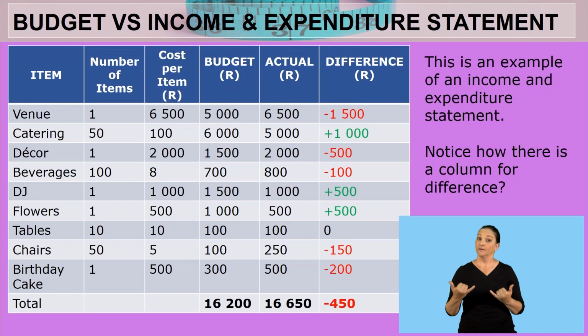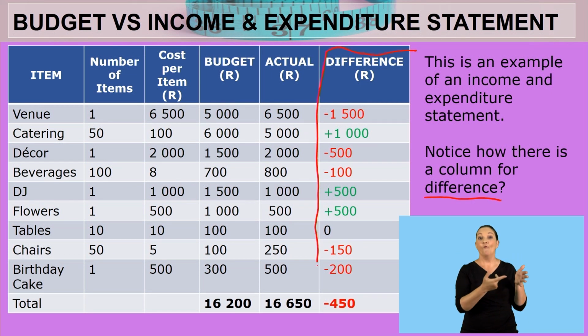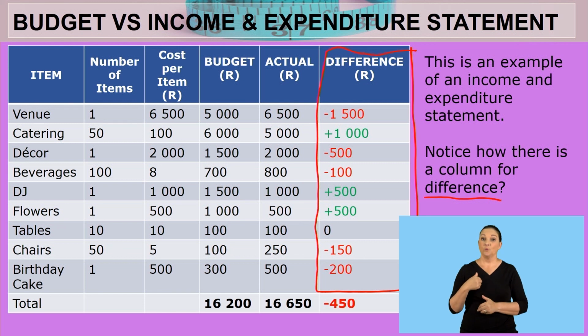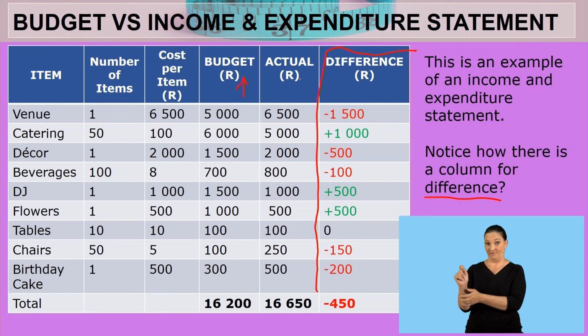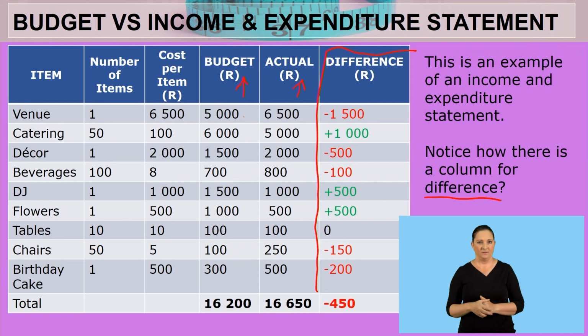Okay, this is an example of an income and expenditure statement. Notice how there's a column for difference. That's this one. That's the difference column. And what that basically shows is we have budgeted for a specific amount. We've actually paid that amount. And the difference between the two would go into my difference column to see if we budgeted correctly or were we too much over. So let's see the first one, venue.